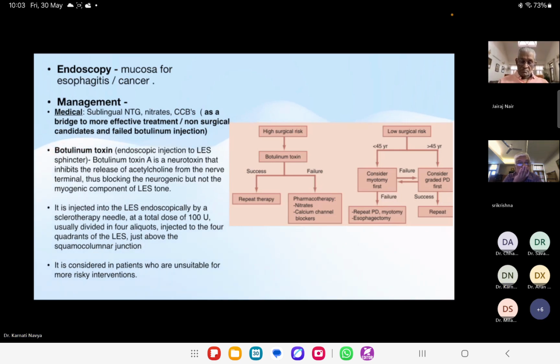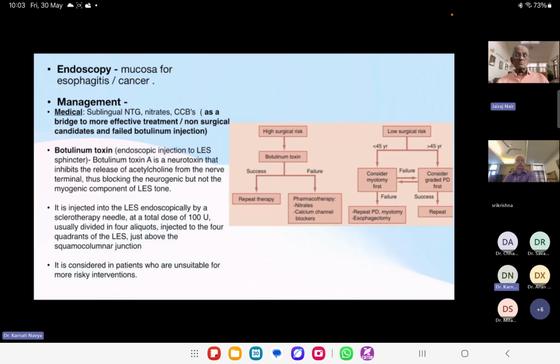Management: generally in high surgical risk patients, a botulinum toxin injection is done. If it is successful, then a repeat therapy is proceeded with. If it has failed, then pharmacotherapy with nitrates and calcium channel blockers is done. In low surgical risk candidates, if the patient is less than 45 years of age, consider a myotomy first. If it has failed, then a repeat pneumatic dilatation, myotomy, or esophagectomy is performed.